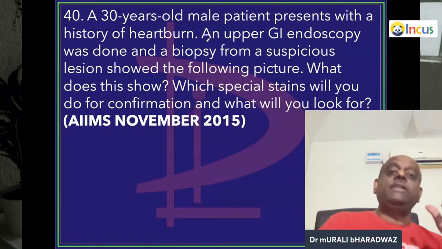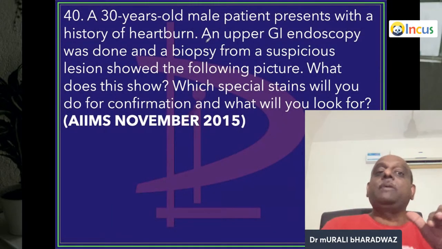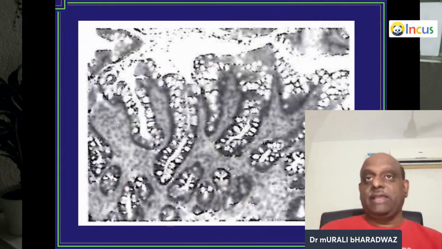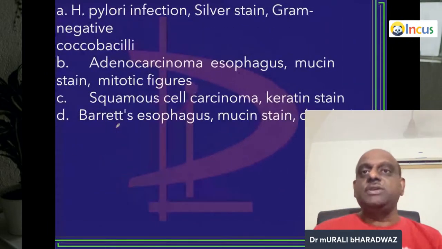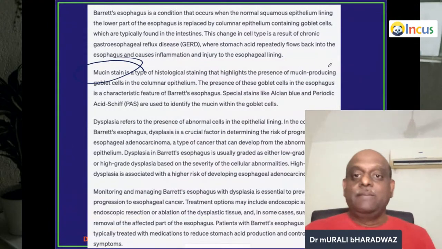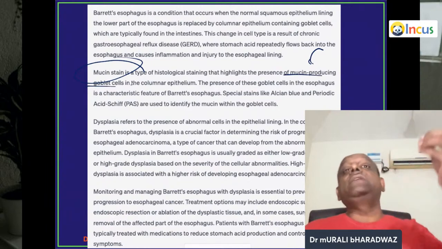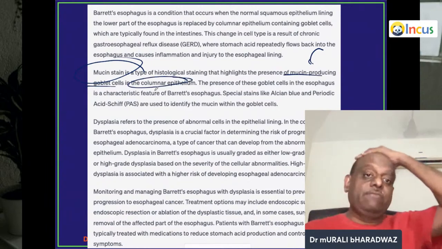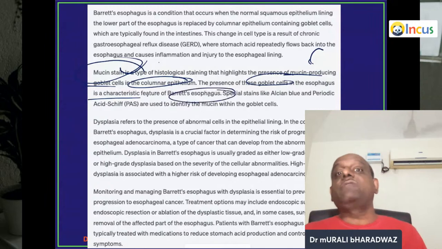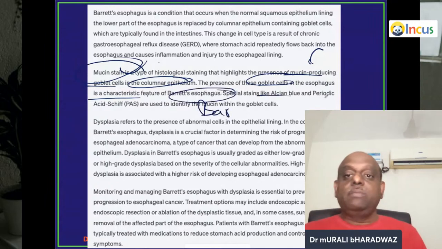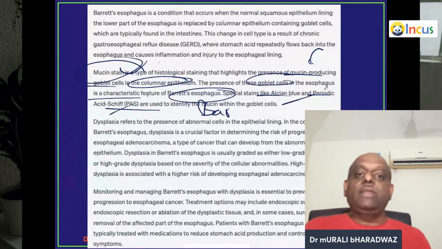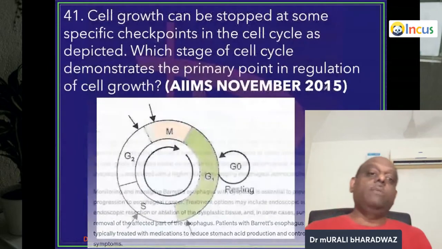30-year-old male presents with a history of heartburn, upper GI endoscopy was done, and a suspicious lesion. What is this? Barrett's esophagus. So in Barrett's esophagus, you have mucin stain. Mucin stain is a histological stain where mucin-producing goblet cells in the columnar epithelium will turn positive. So whenever goblet cells in the esophagus are there, it is a characteristic feature of Barrett. So Alcian blue and periodic acid-Schiff are the two important stains which are used to identify the mucin in the goblet cells.